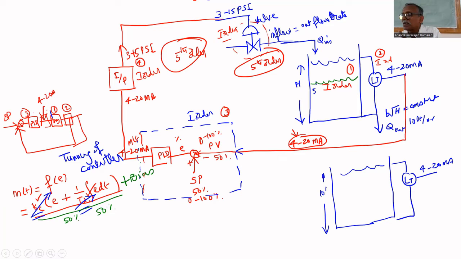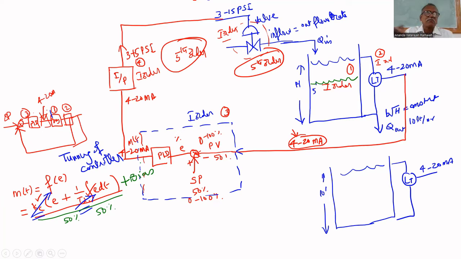You understand this point? I am giving 50% bias. The valve is 50% open, therefore 50% flow rate, therefore level is 50%, set point is 50%, error is 0, therefore no need of PID controller. Am I correct or not? This is theoretically good. Practically it may not work out.